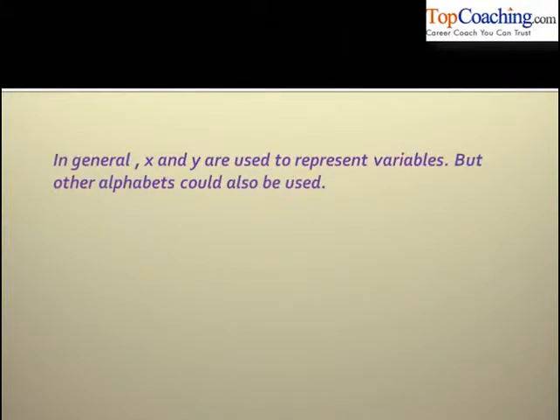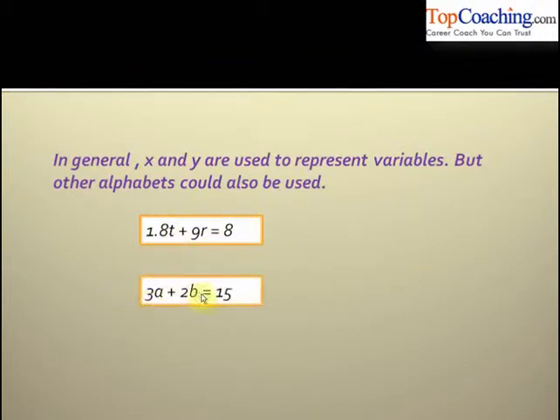In general, x and y are used to represent variables, but other alphabets could also be used. In general, we use x and y as our variables, but it's not necessary that we use x and y. We can use other alphabets as well. For example, 8t plus 9r equal to 8. Now this is again a linear equation in two variables, but here the variables are t and r. Similarly, 3a plus 2b equal to 15. This also represents a linear equation. Here the variables are a and b.